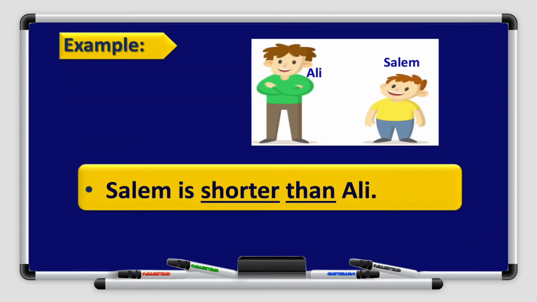Examples: Salim is shorter than Ali. Take a look at the picture. Take a look at Ali and take a look at Salim. We have two persons to compare. Salim is shorter than Ali. Can you repeat the sentence one more time? Excellent. This is Salim and this is Ali. Salim is shorter than Ali.